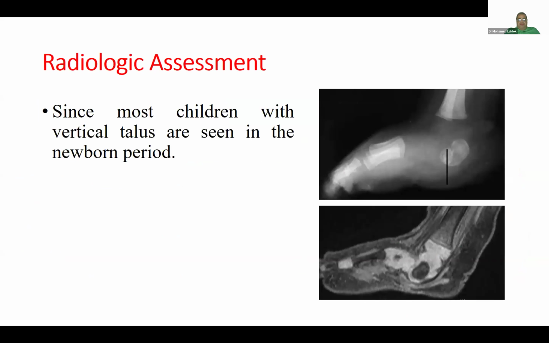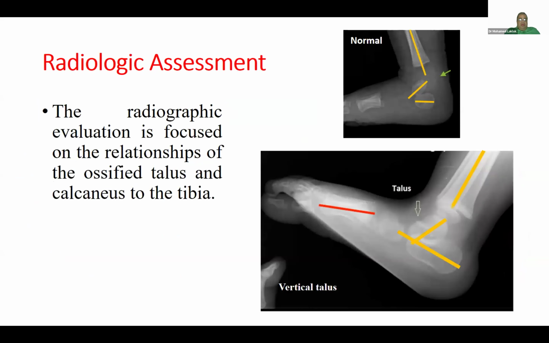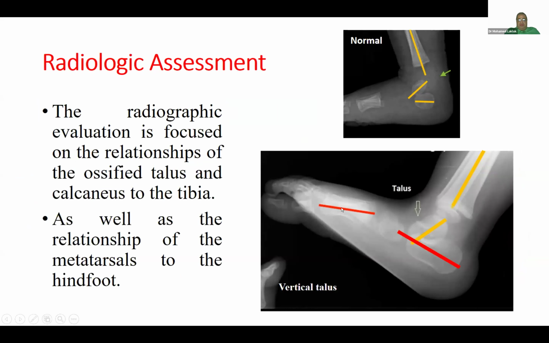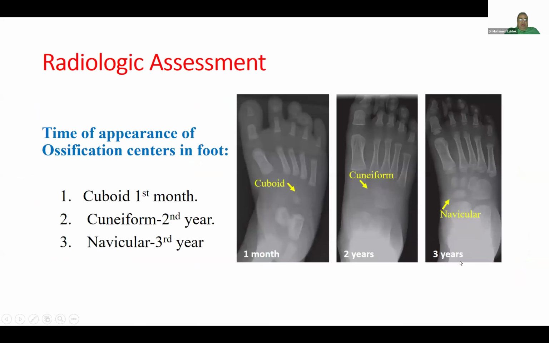Radiological assessment of congenital vertical talus. Since most children with vertical talus are seen in the newborn period, most of the tarsal bones are radiolucent at this age. The radiographic evaluation is focused on the relationship of the ossified talus, calcaneus and tibia, as well as the relationship of the metatarsals to the hindfoot. Time of appearance of ossification centers in the foot: the cuboid appears at the age of 1 month, the cuneiform at 2 years, and the navicular bone at 3 years.